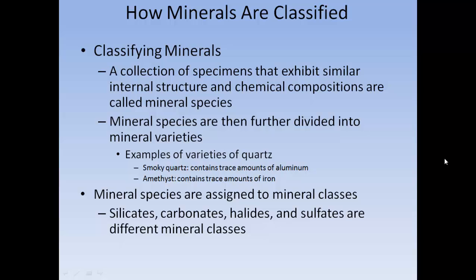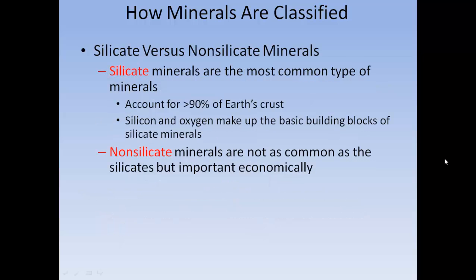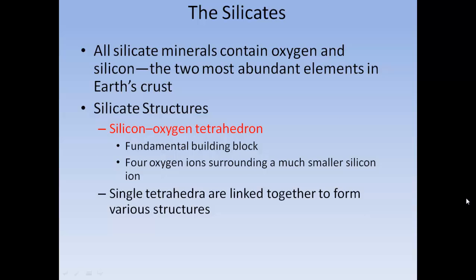So those classes are silicates, carbonates, halites, sulfates. They're all different mineral classes. The silicate minerals are the most common minerals. They account for over 90% of Earth's crust. Silicon and oxygen make up the basic building blocks of silicate minerals. Non-silicate minerals are not as common as the silicates, but are very important economically.